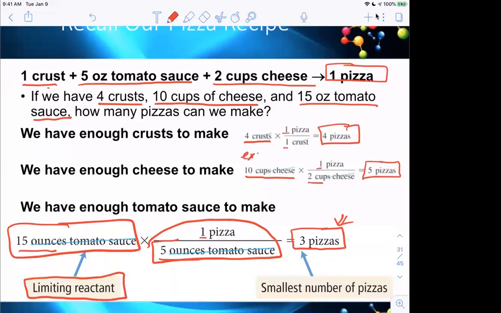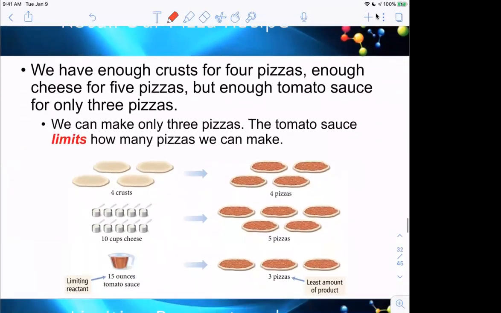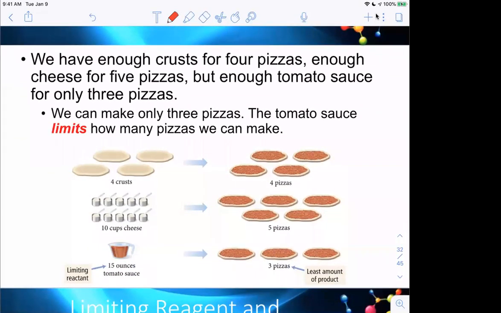This is excess. This is excess. Well, once I run out of the 15 ounces of tomato sauce, I have 3 pizzas. I have an extra crust and I have extra cheese. So I have enough crust for 4 pizzas, enough cheese for 5 pizzas, but I only have enough tomato sauce for 3 pizzas. Therefore, I can only make 3. This is the yield of the pizzas. The tomato sauce actually limits how many pizzas we can make because it runs out first.